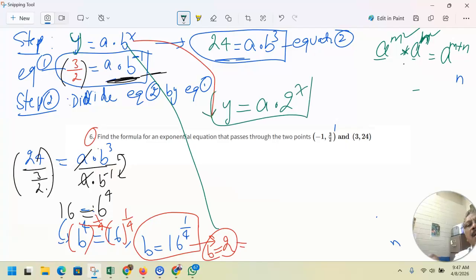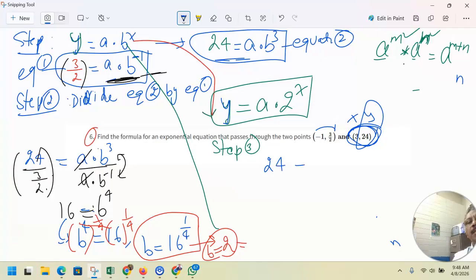Now our next goal is step 3. What is step 3? You have to plug in one of these points, this or this. I'm going to use this point because this does not have a fraction. So x and y, replace y with 24 over here, a, and 2 raised to x is 3. So that way we get a times 8.